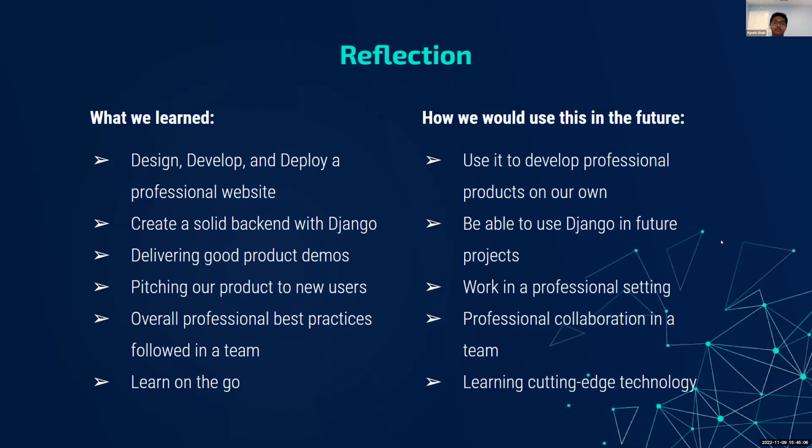Throughout the course of this incubator, we learned how to design, develop, and deploy a professional website. We created a working Django backend with various components. We gained soft skills like delivering demos, pitching to new users, following best practices, and learning on the go. In the future, we can use what we learned to develop other professional products of our own.